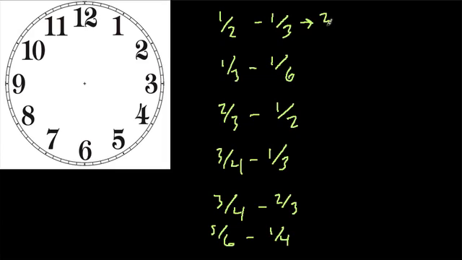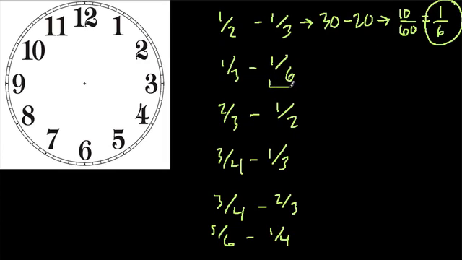I think 30 minutes minus 20 minutes, which is 10 minutes, or 10 out of 60, which is 1/6. And that brings us to right here. We have a 1/6, so we can think about that sixth here as 10 minutes. We're taking that away from a third, which we already established is 20 minutes.